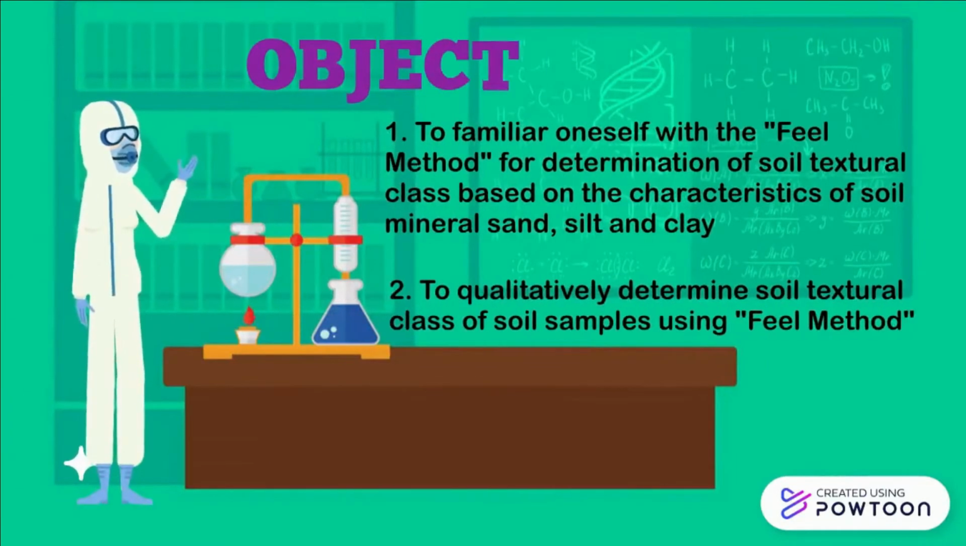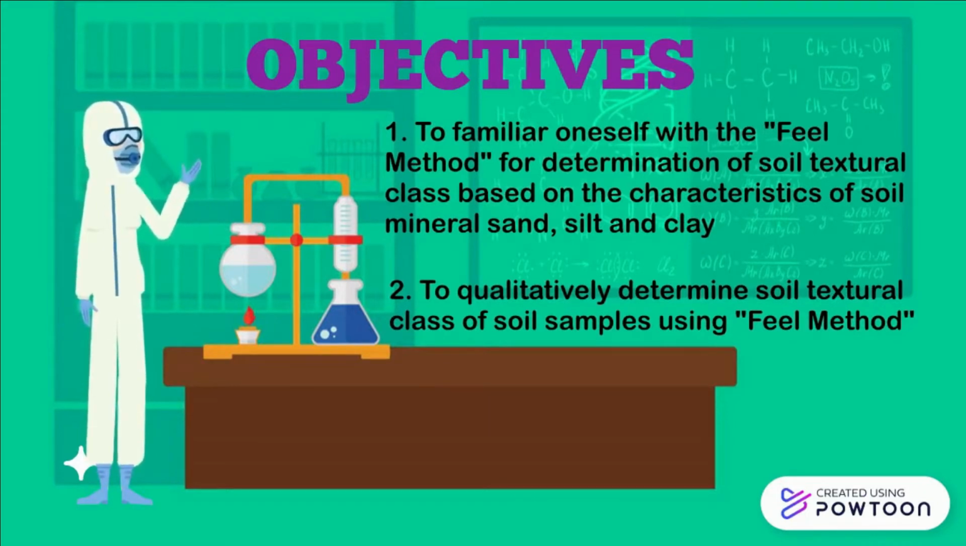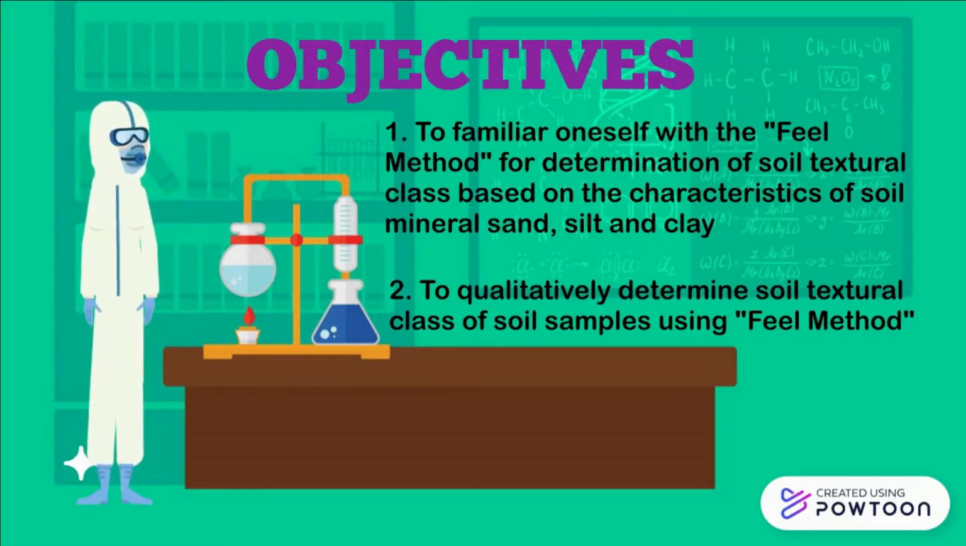The objective for the experiment is to familiarize oneself with the field method for determination of soil texture class based on the characteristics of soil minerals: sand, silt, and clay, and second, to qualitatively determine the soil texture class of a soil sample using the field method.